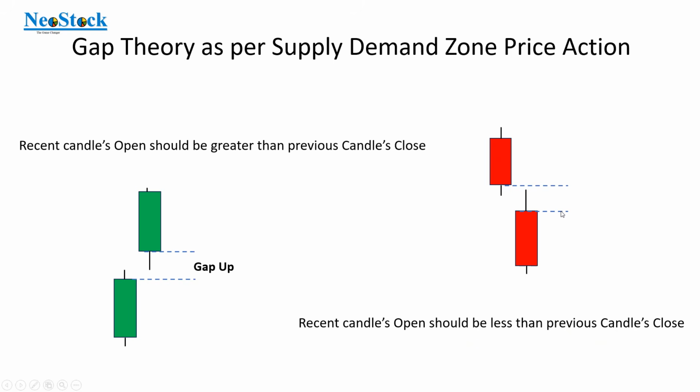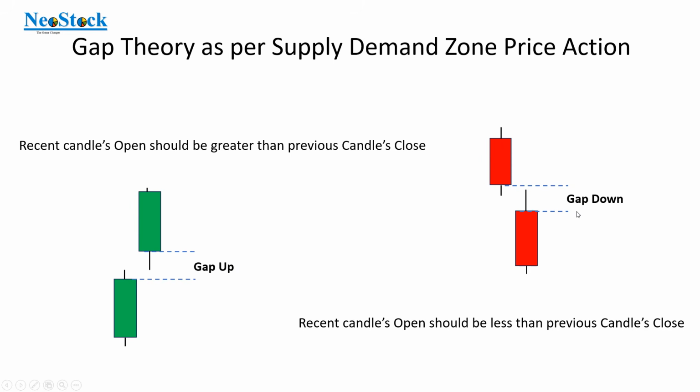Yes, there is a gap. What kind of gap is it? Is it an upside gap or a downside gap? Downside, so it is a gap down. This is an upside gap in this example, so it is a gap up. This is a downside gap, so this is a gap down.